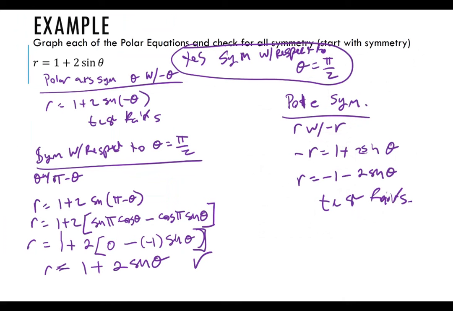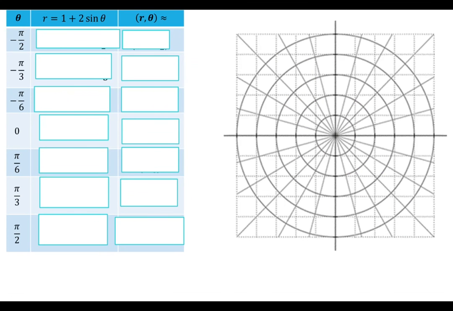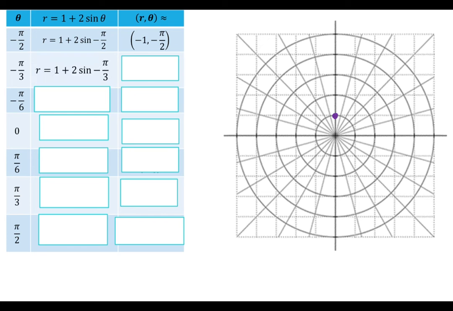Alright. So since we have symmetry with respect to the y-axis, or with respect to pi halves, we're going to specifically pick theta values that run between negative pi halves and pi halves. And so that's what I've got laid out here. So we plug in negative pi halves, and we're going to get negative 1, but be careful, because that means when I come down to negative pi halves, this is really the point: go to the radius of negative 1 and rotate negative pi halves.